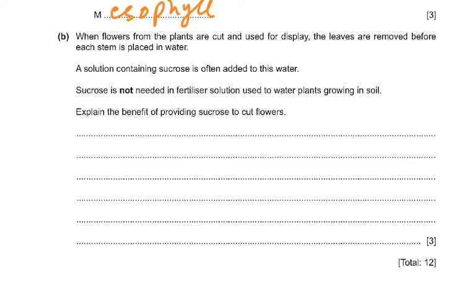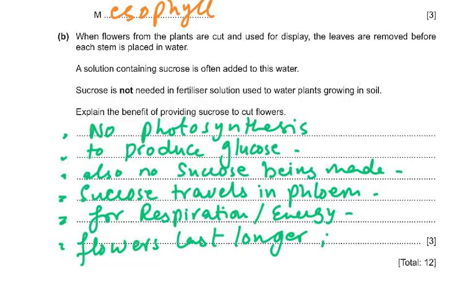so this sucrose is going to produce the glucose, and sucrose is not produced. Sucrose travels in the phloem for respiration and energy release, and then the flowers will last longer. Because now these cut flowers are not photosynthesizing, so they're not producing glucose, also no sucrose being made. This sucrose solution which you have added to the water is going to travel in the phloem and is going to be used for respiration and energy, and the flowers are going to last longer.